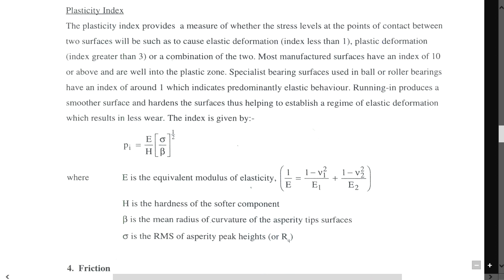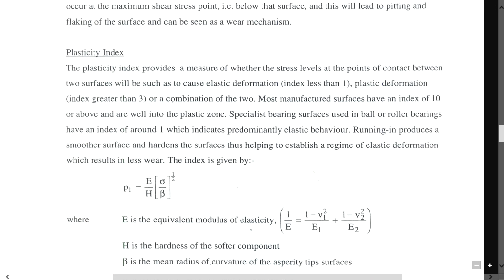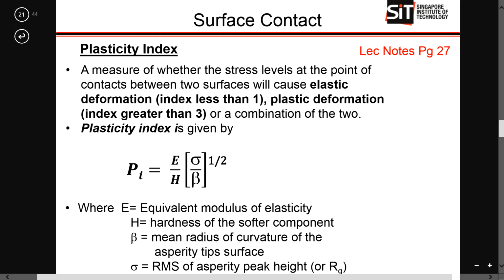Next we talk about the Plasticity Index, which determines the stress level at a point of contact between the two surfaces, as to whether it causes elastic deformations. Let's take a look in a more detailed way. If the index is less than 1, elastic deformation occurs. If it's greater than 3, plastic deformation occurs.